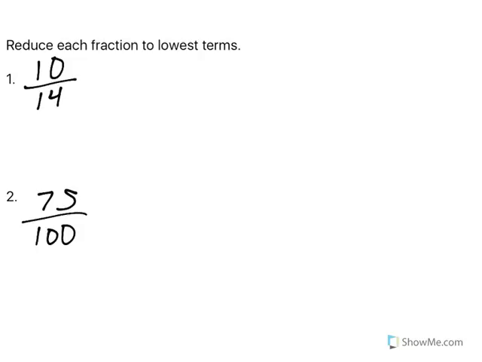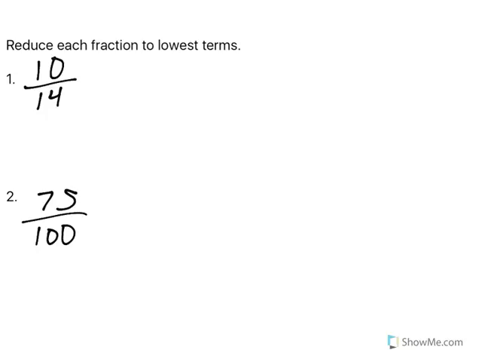We're going to do some fraction work in this video, and the first thing that we're going to do is reduce each fraction to lowest terms. Now remembering, when you reduce fractions, you are looking for something that will divide evenly into the numerator and the denominator. So when we look at this first one, number 1, 10 over 14, I always try to do whatever you see. If you see something that's easy, go with it. Don't think about what's the biggest thing. Just think about what works.